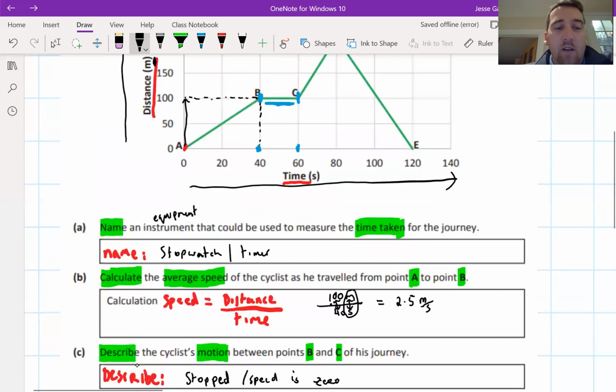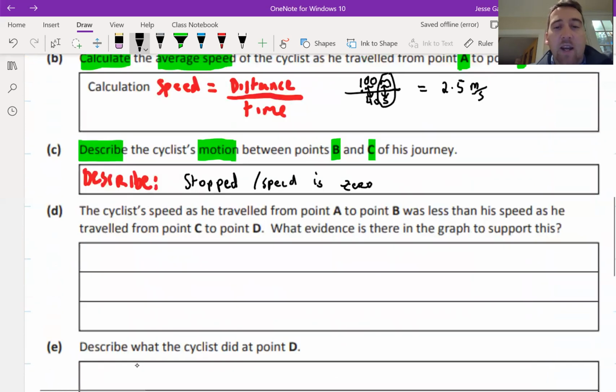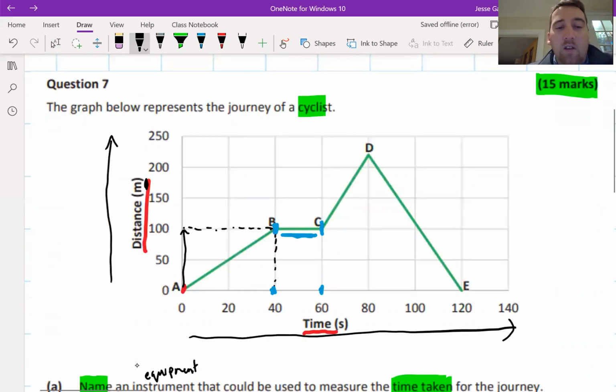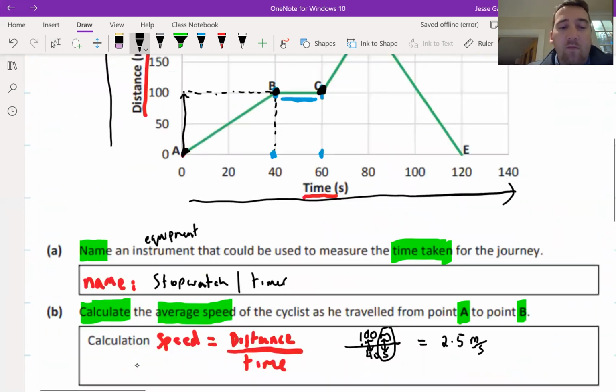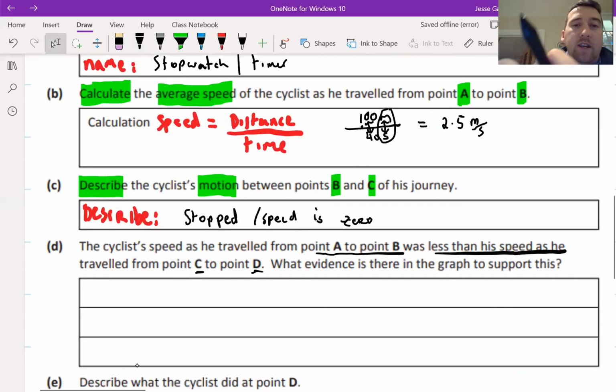All right, let's look at D. The cyclist's speed as he traveled from point A to point B was less than his speed as he traveled from point C to point D. Is that true? Well, let's look at the graph. They're saying that the speed from A to B was less than the speed from C to D. What evidence is there from the graph that this is true? So again, we're going to write down evidence here.